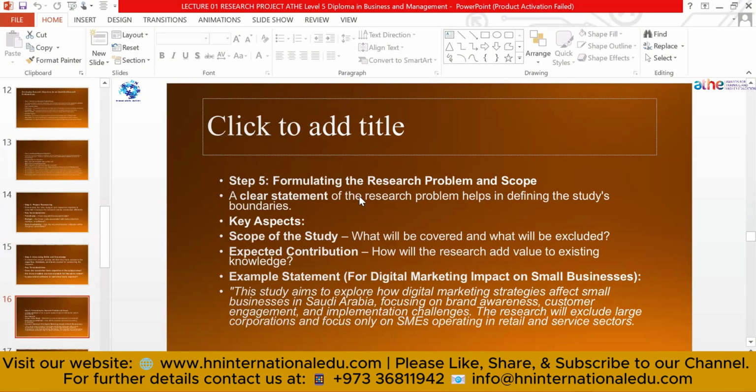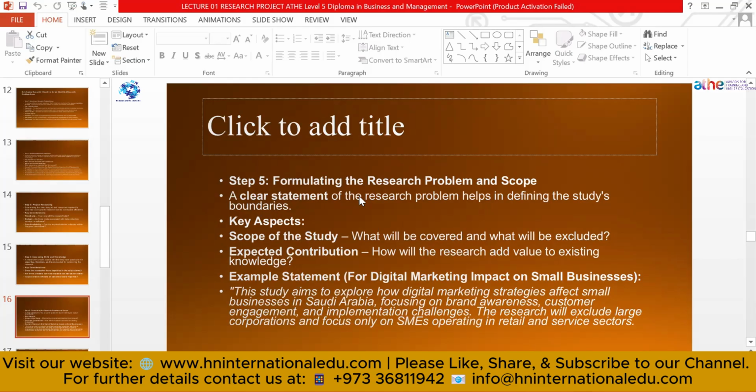Now we're going to do step 5. That's formulating the research problem and scope. That is amalgamating every step. A clear statement of the research problem helps in defining the study's boundaries. Now, whatever the title you have selected in the step 1, you need to be very much sure about the issues and problem associated with it because we need to just confine that in few paragraphs. The key aspects for it. Scope of the study. What will be covered and what will be excluded? These are very important things. I'll show you how in the next slides.